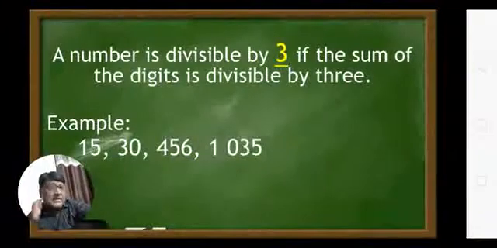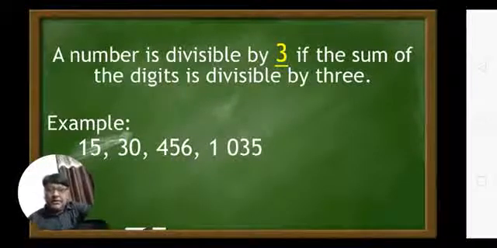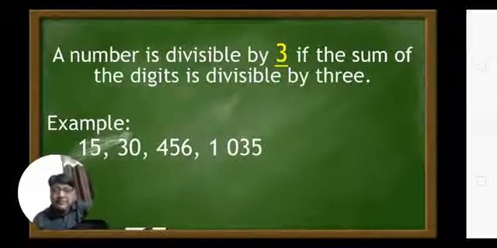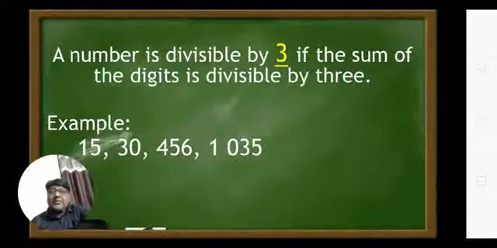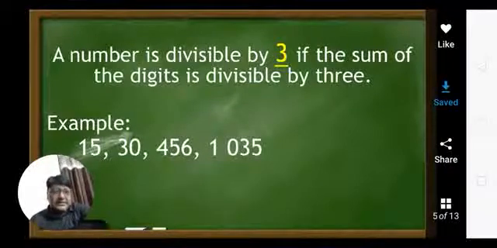Now the next one is 3. A number is divisible by 3 if the sum of the digits is divisible by 3. Now what does it mean? Suppose 456, that is, 456 is the number. Now the digits are 4, 5 and 6. So there are 3 digits.